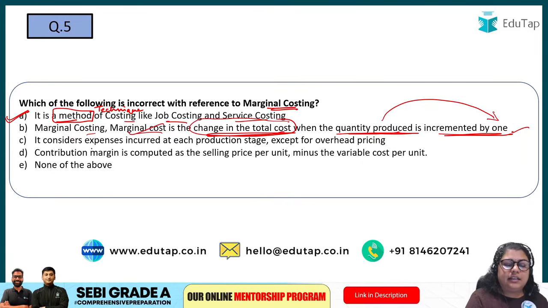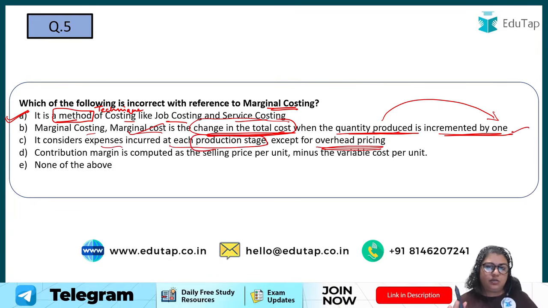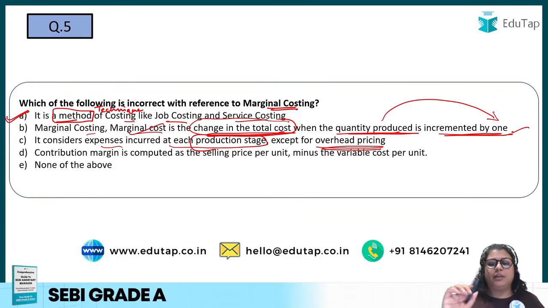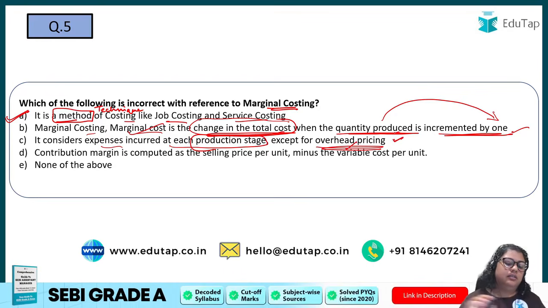Next, it considers expenses incurred at each production stage except for overhead pricing. Indirect expenses are not taken, right? Only the direct cost and whatever is the manufacturing cost, that will be included. So overheads are not taken, indirect costing is not taken. So yes, this is also a correct statement.